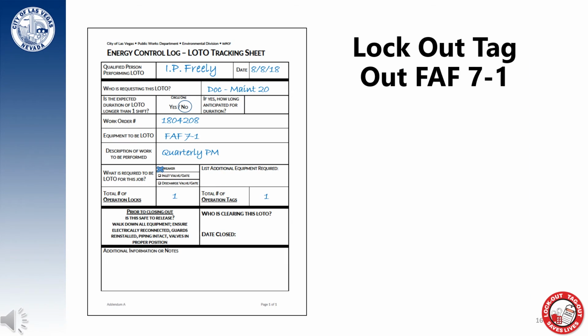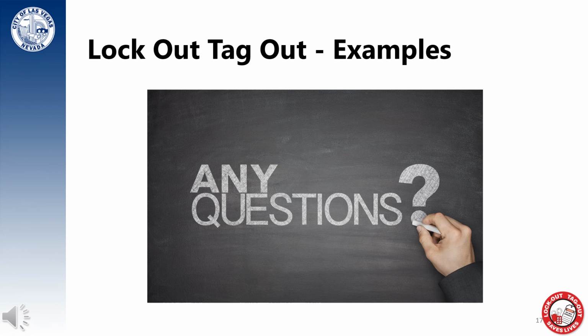Of course, we can't ignore the paperwork. Here is what the energy control log looks like for locking out foul air fan 7-1 for a quarterly PM. If you have any questions about these lockout tagout examples, ask your supervisor.